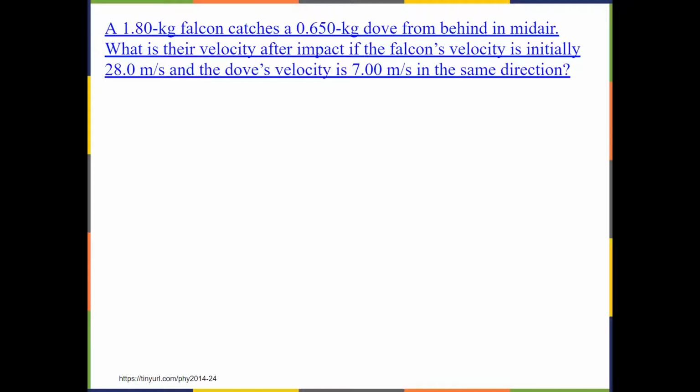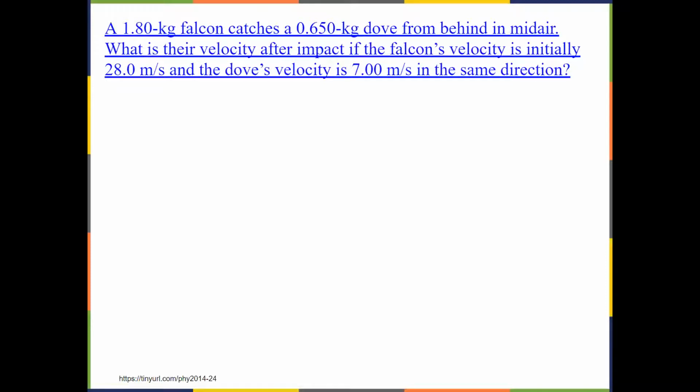I'm going to just give you a practice problem to start with here. This one says a 1.80 kilogram falcon catches a 0.650 kilogram dove from behind in midair. What's their velocity after impact if the falcon's velocity is initially 28.0 meters per second and the dove's velocity is 7.00 meters per second, and they are in the same direction? So this is one-dimensional motion.